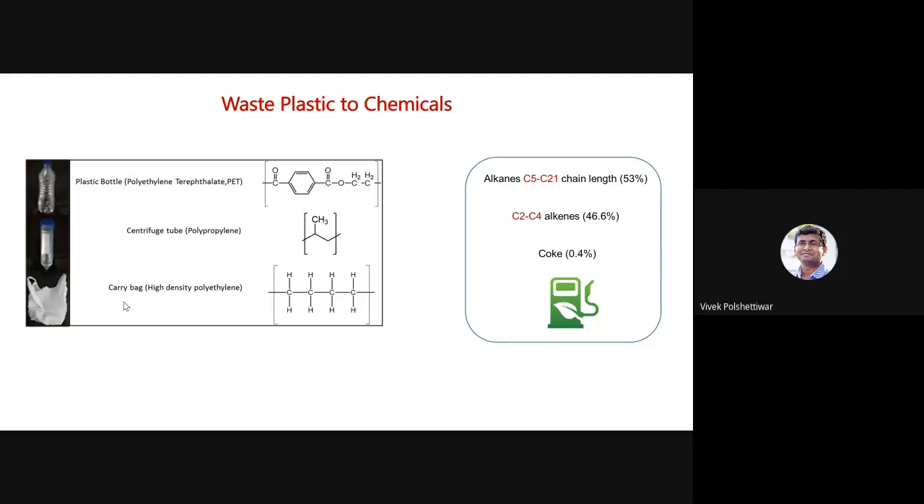But the problem is this needs lots of energy. And that means if I have a carry bag costing 1 rupee, to degrade that I need 10 rupees. So no one will do that, right? Why will I spend an extra 9 rupees to get 1 rupee back? So that's the problem. There is an issue with sustainability, and what you need then is a catalytic process which allows you to do this at a lower temperature more efficiently, so that I can degrade and convert the plastic into chemicals.